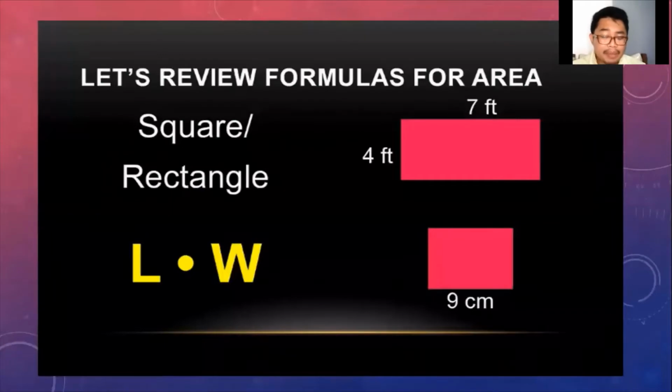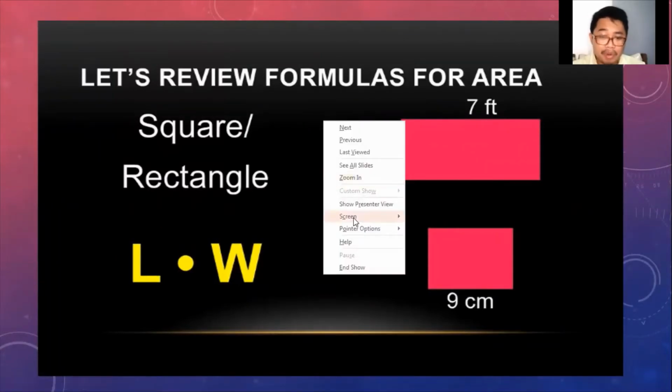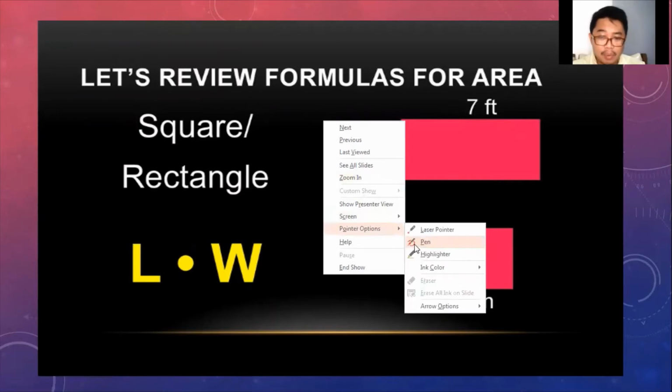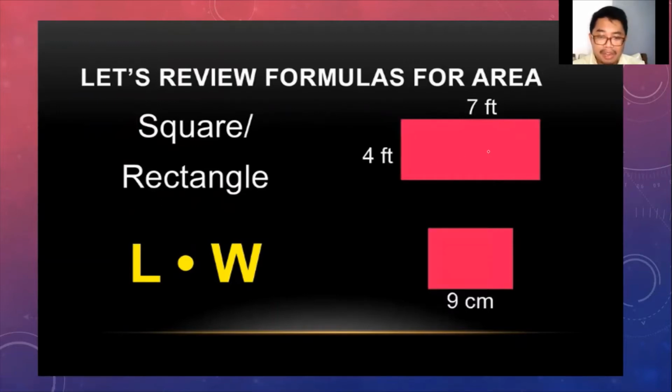This time, let us have a review first on how to find the area for the square and for the rectangle. For the rectangle, we use the formula length times width. In this figure, we have the length, which is 7, and the width, which is 4. So 7 times 4, we got the area as 28 feet squared.